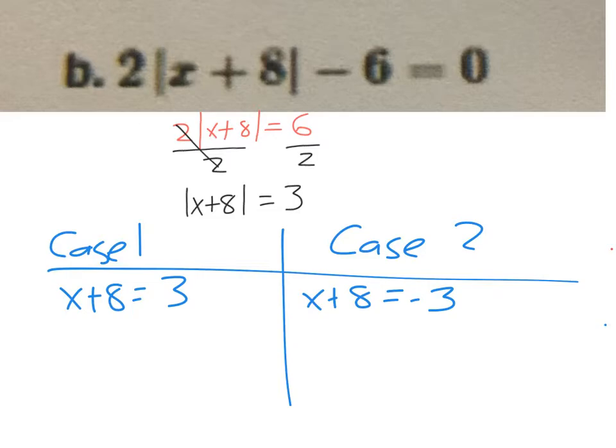Thanks, Grant. So I've got x plus 8 equals 3. I'm going to subtract 8 from both sides, and that gives me negative 5. And then on the other one, I'm going to subtract 8 and get negative 11.